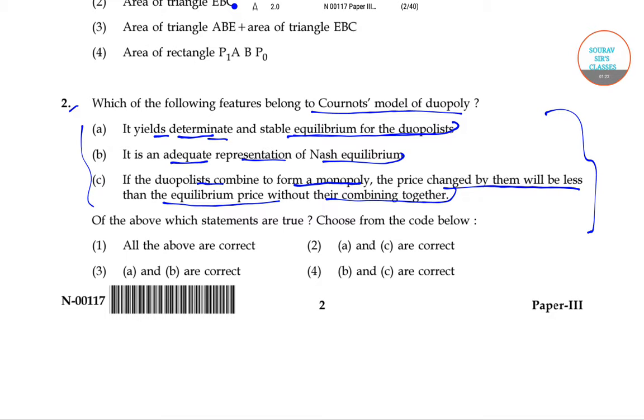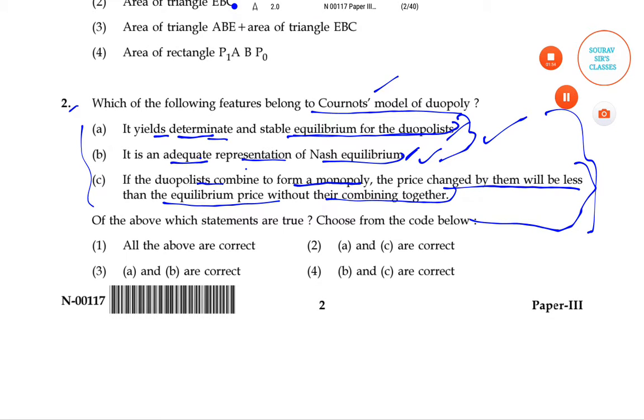First of all, we know that these two are correct, that is, it yields determinate and stable equilibrium for duopolist in the Cournot model, and it is an adequate representation of Nash equilibrium. We know these two are right, but we have to investigate whether this statement, that if the duopolists combine to form a monopoly, the price charged by them will be less than the equilibrium price without their combining together, is a right statement or not.